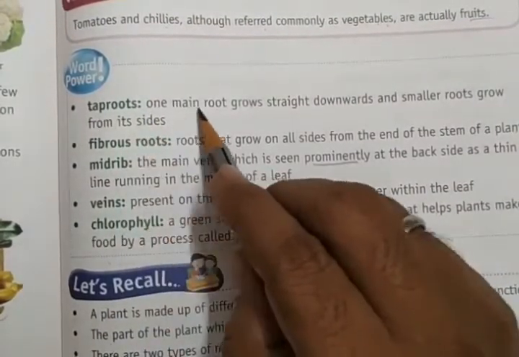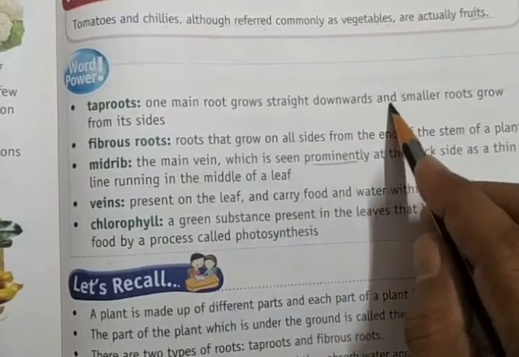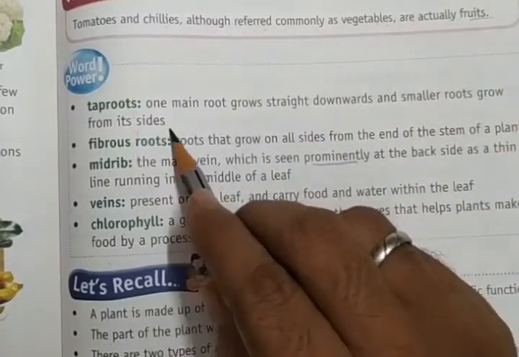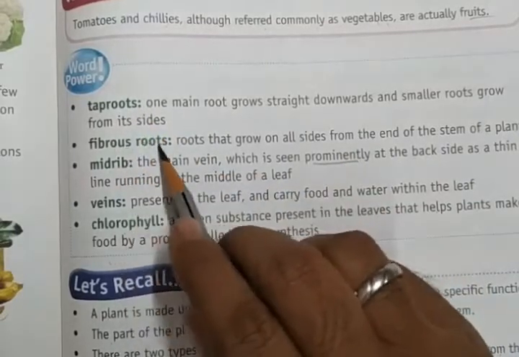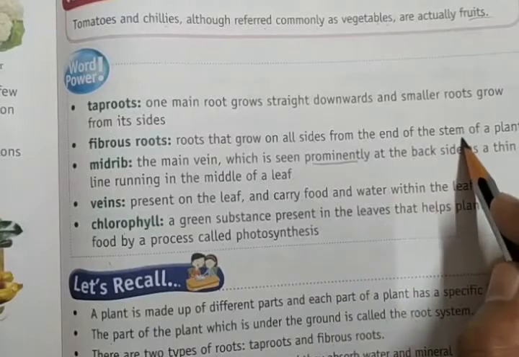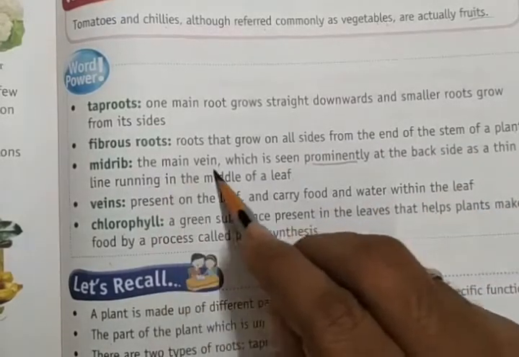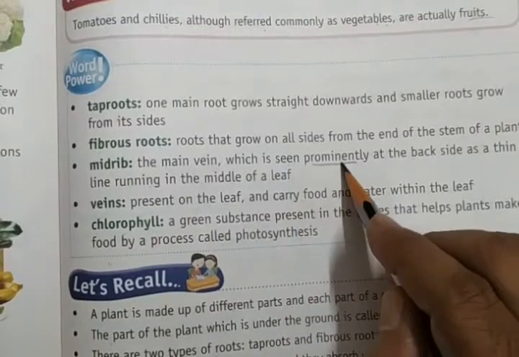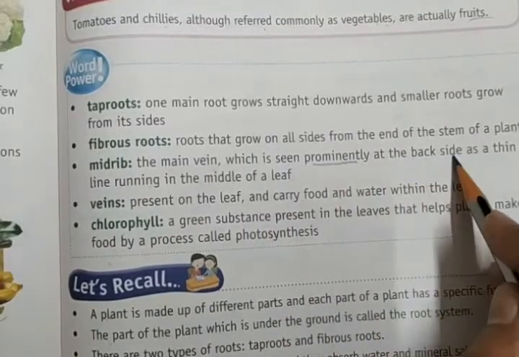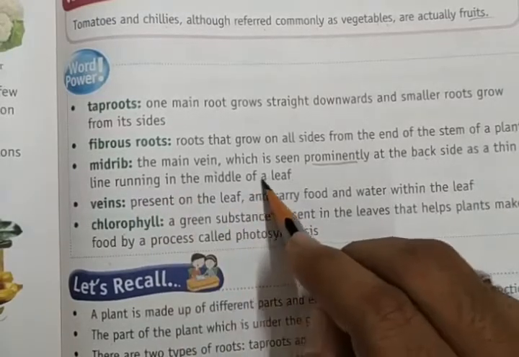Taproot: one main root that grows straight downwards, and the smaller roots that grow from the sides. Fibrous roots: roots that grow on all sides from the end of the stem of a plant. Midrib: the main vein seen prominently at the back side as a thin line running through the middle of a leaf.